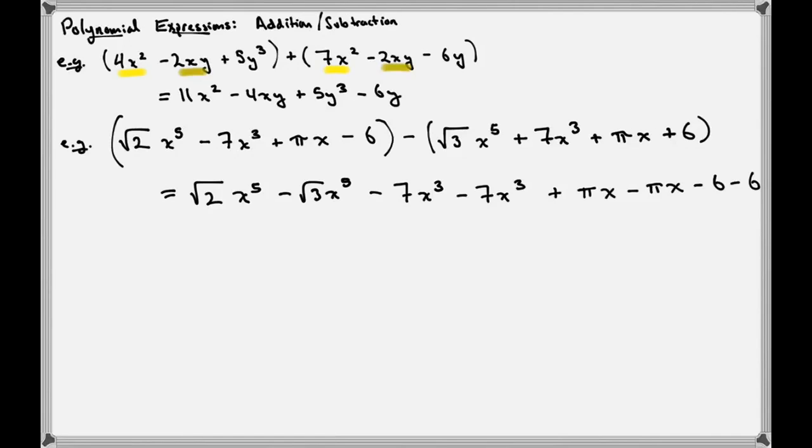So I just organized the calculation, but now I'm going to actually do the subtraction of those like terms. In the first one, you can't really do much. You have square root of 2 and you have square root of 3 being subtracted away from it. The coefficient will be this awkward looking expression, square root of 2 minus the cube root of 3 times x to the 5th. Don't expect that to simplify any further. This one is going to be minus 14x cubed. Observe that the pi x cancels with the minus pi x, so we don't see that one, and the remaining term is constant, minus 12.